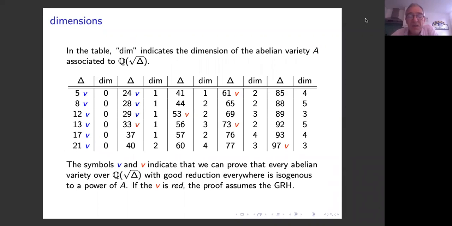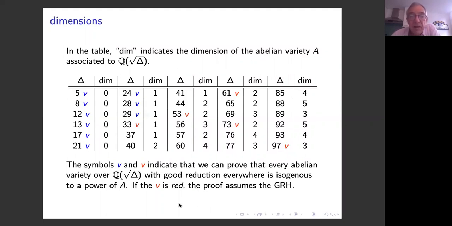So the dimension of this Abelian variety A on the previous slide grows roughly linearly with Δ. And so you see here columns with discriminants, and next to it, the dimension of this Abelian variety A. And you see that in the first column, the dimension is always zero. And in fact, the little blue V that you see there means that in that case, I have a proof that there do not exist any Abelian varieties over that real quadratic field with good reduction everywhere. The potential counterexample has dimension zero. However, you see in the other columns that the dimension grows, and then in fact the theorem is false.